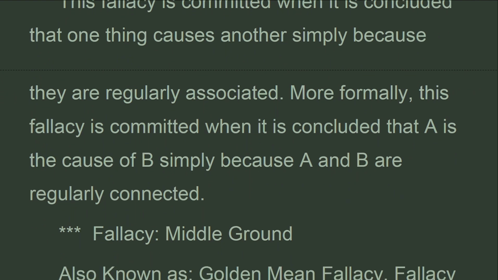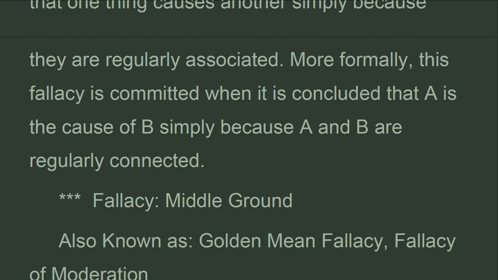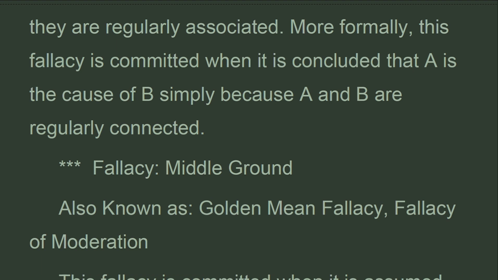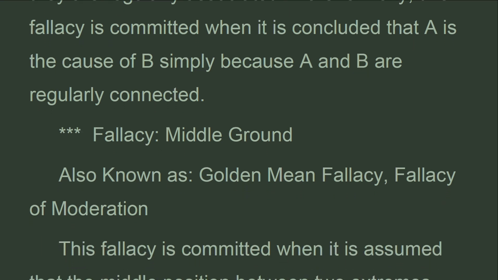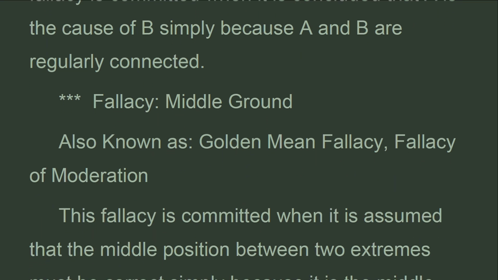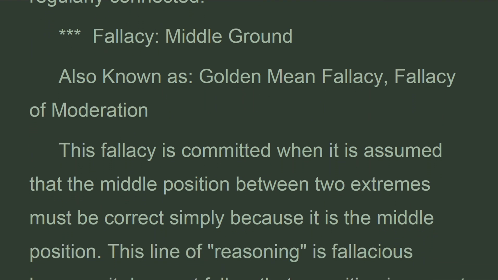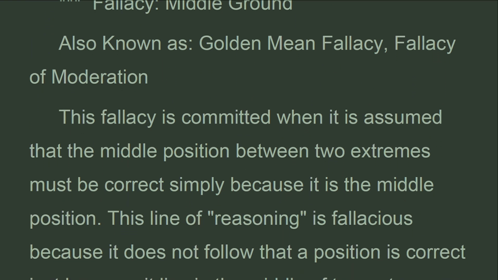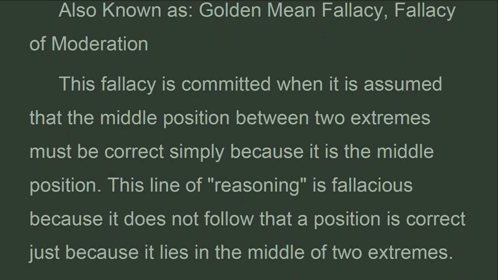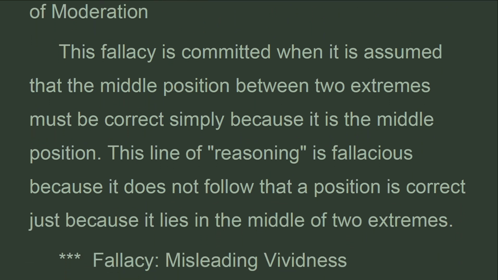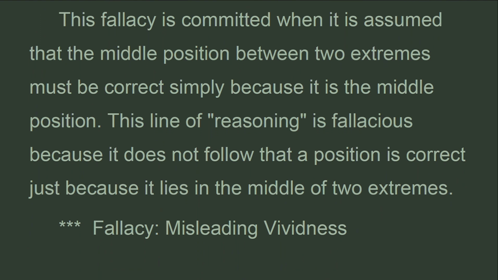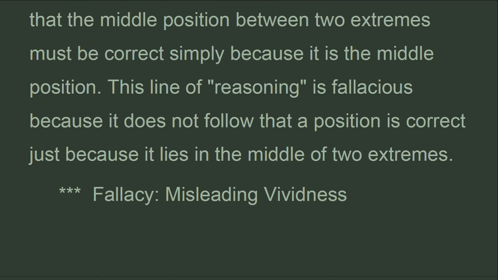Fallacy: Middle ground. Also known as golden mean fallacy, fallacy of moderation. This fallacy is committed when it is assumed that the middle position between two extremes must be correct simply because it is the middle position. This line of reasoning is fallacious because it does not follow that a position is correct just because it lies in the middle of two extremes.